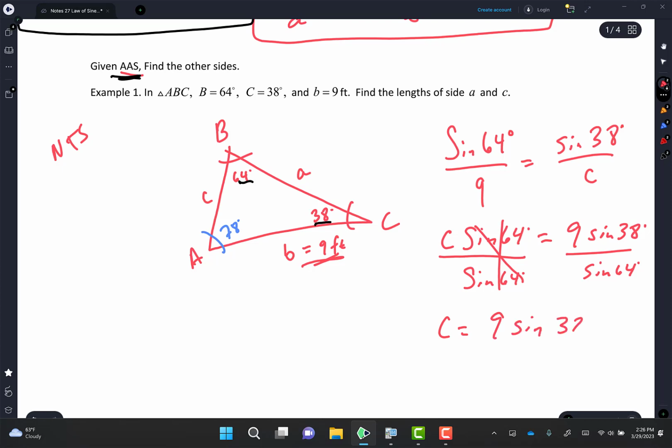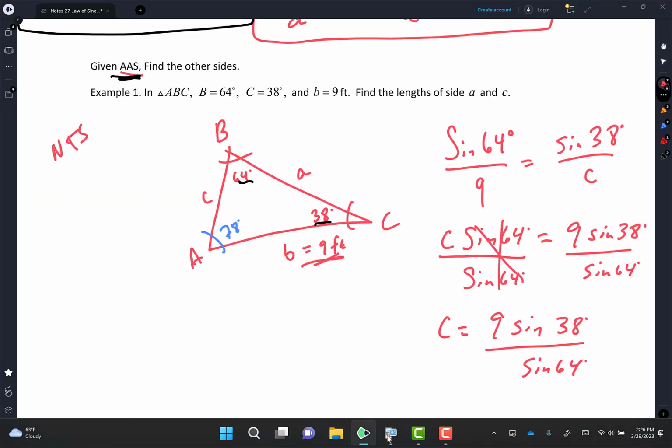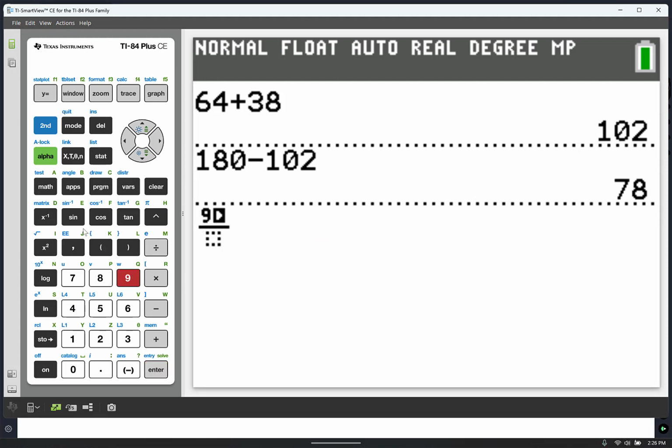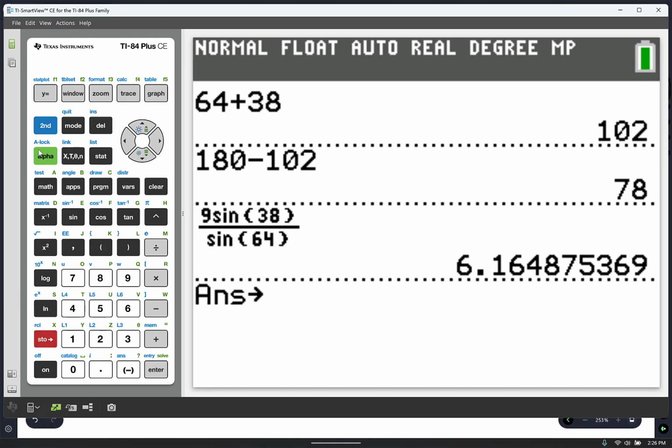9 sine 38 degrees over sine 64 degrees. When you take the UH quiz, that's probably the answer that's going to be in there. But we're not taking the UH quiz right now. We're doing delta. They're going to want a number. So you take your calculator, and I'm going to use the alpha feature. Alpha y equals enter. And then I'm just going to type in 9 sine 38 on the top and sine 64 on the bottom. And because I want to try something out, push enter. I get 6.16. I'm going to store this to little c. It doesn't have little letters, it just has capitals. So answer to c.